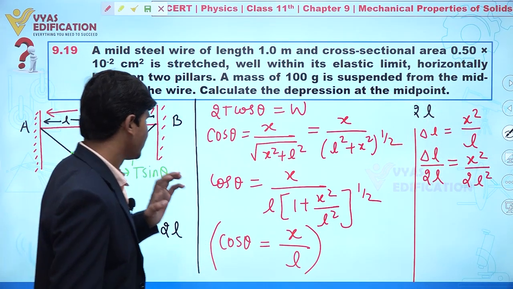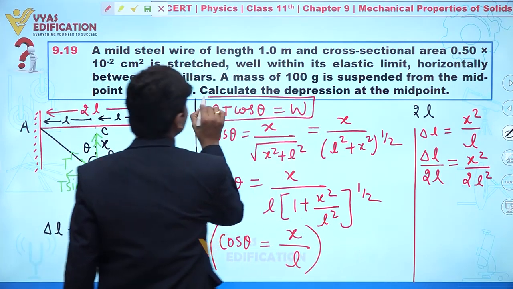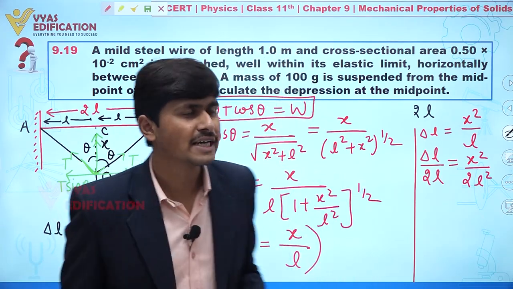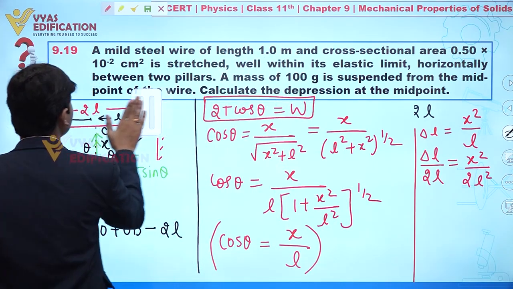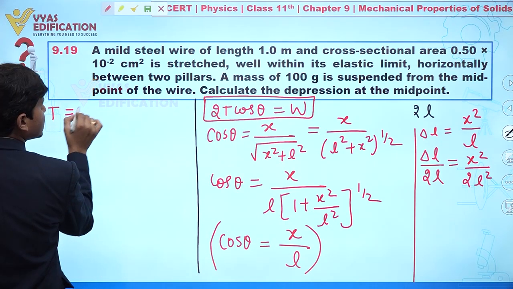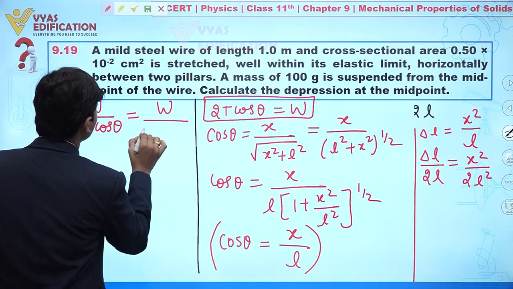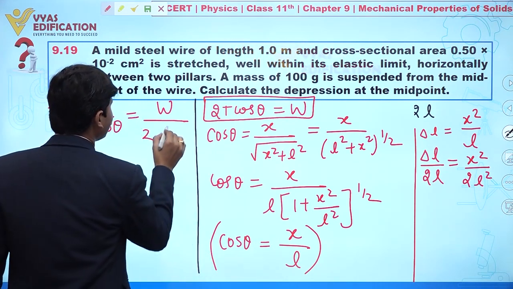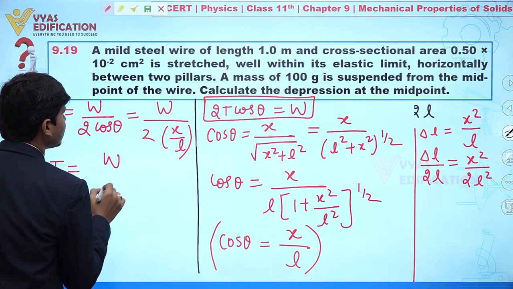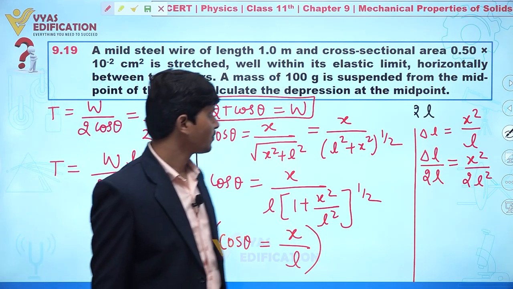Clear to everyone? Yes. So now we can put this value in this equation, 2T cos theta equal to W. Now you can say, sir, what are you doing? Actually, my objective in this question is first to calculate tension. Clear? So now I am removing this one. Now from here we can see the value of T is given by W upon 2 cos theta. Clear? W upon 2. Value of cos theta we have x by L. So from here you can write that T is given by WL upon twice x. Clear to you?